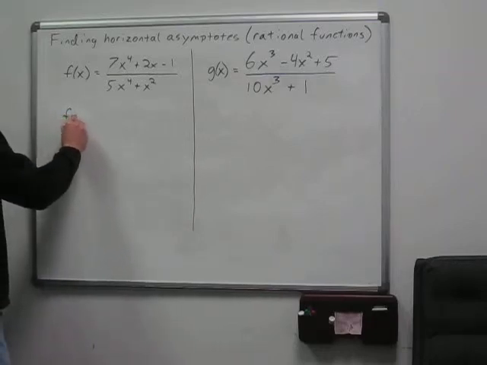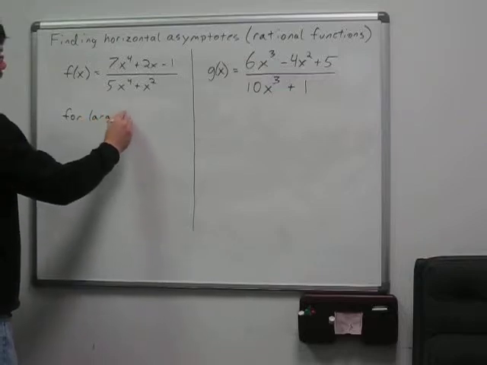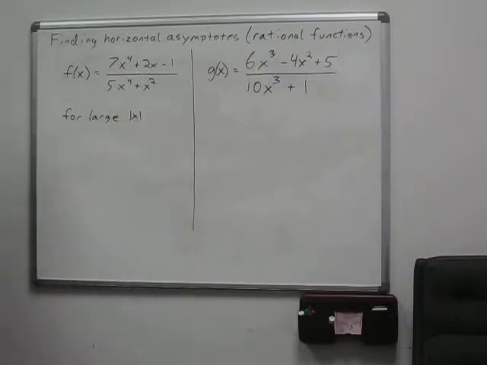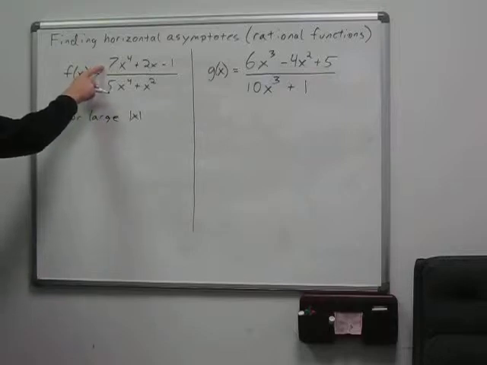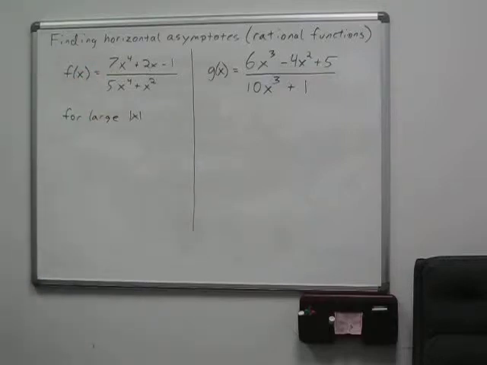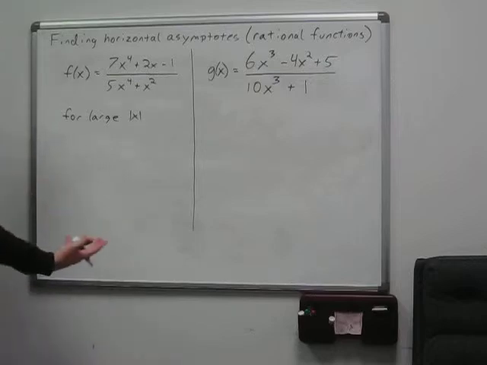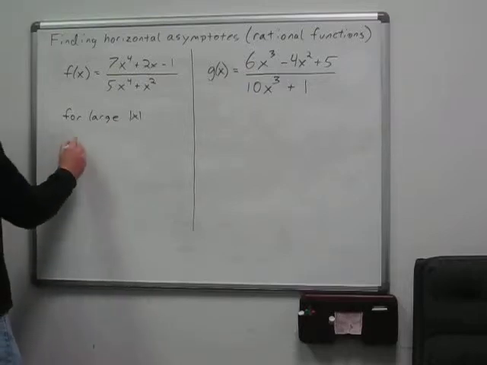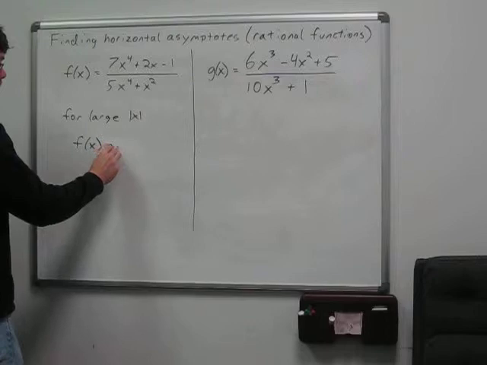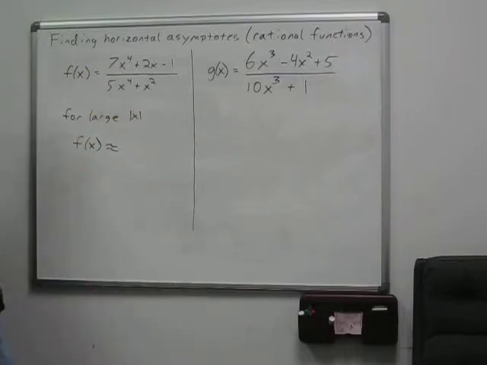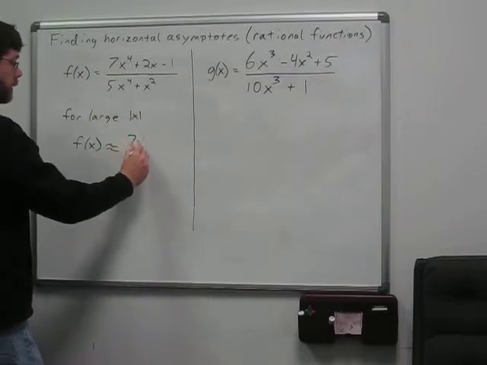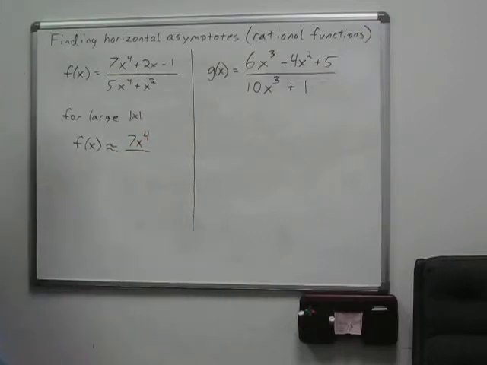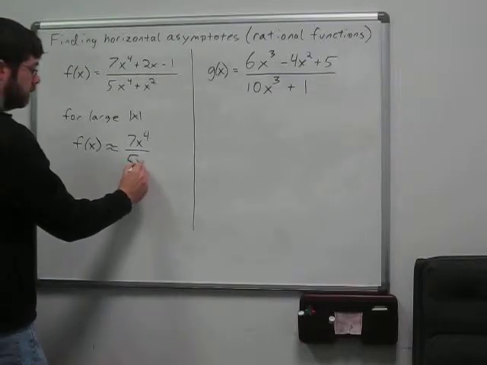What is this function doing for large values of x? Well, recall that a rational function is one polynomial divided by another polynomial. And we know that for large values of x, a polynomial behaves an awful lot like its leading term. So for large values of x, this function behaves a lot like the leading term of the numerator, which is 7x to the fourth, over the leading term of the denominator, which is 5x to the fourth.